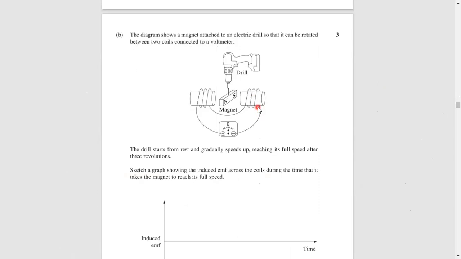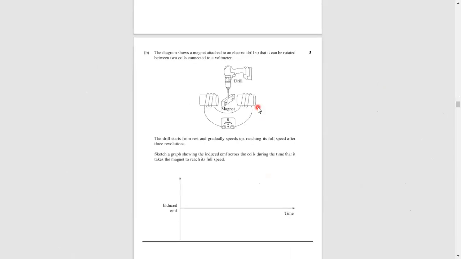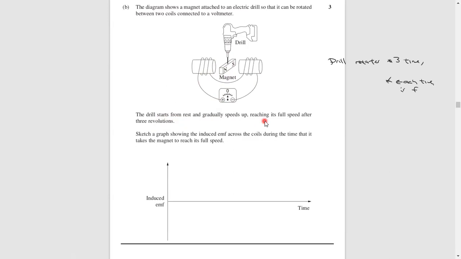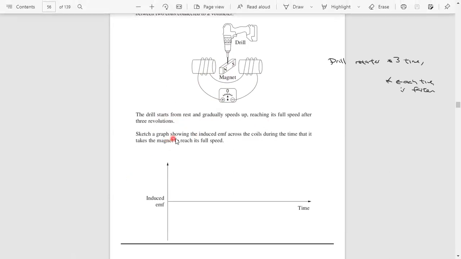So taking a look at this question, for example, you've got a drill which is spinning. Okay. It's got a magnet attached to it. So basically you've got a rotating magnet. And you're told that the drill starts from rest and gradually speeds up, reaching full speed after 3 revolutions. So the key point here is that the drill rotates 3 times, and that each time is faster. So you want to sketch a graph showing the induced EMF across the coils during the time that it takes the magnet to reach full speed.